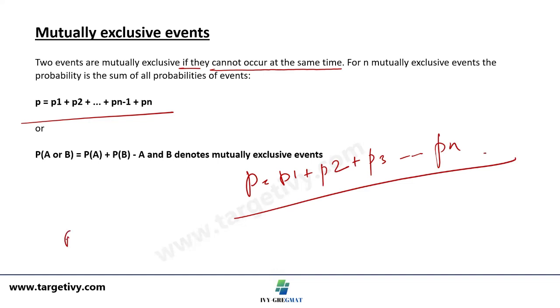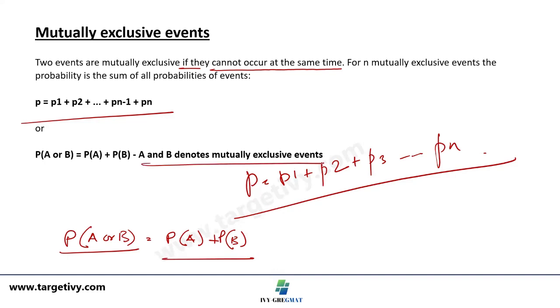Or we can say P(A or B). Why are we writing A or B? Because if A occurs, B will not occur, and if B occurs, then A will not occur. So in that case, P(A) plus P(B) is the total probability, where A and B denote mutually exclusive events. Let's take a few examples. It will make it very easy.